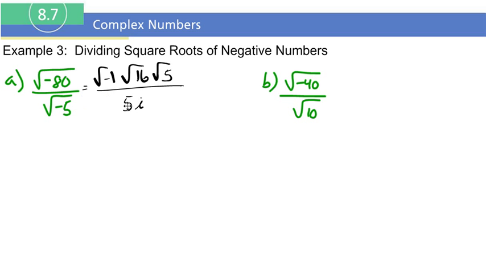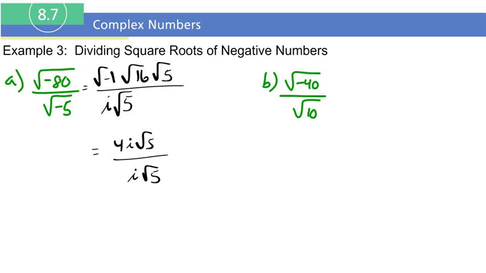And actually, I should put the i in the front so it's not confusing. That's not supposed to be inside of the radical, just like that. All right, and so the square root of 16 is going to give us 4. And then, of course, this square root of negative 1 is i, radical 5, all over i radical 5.